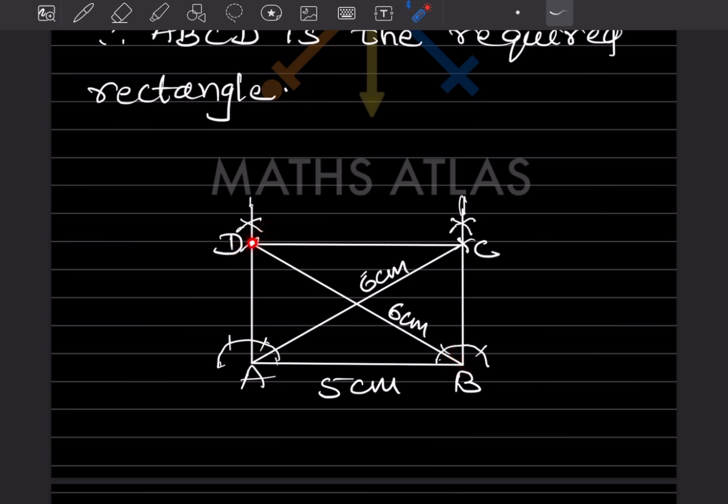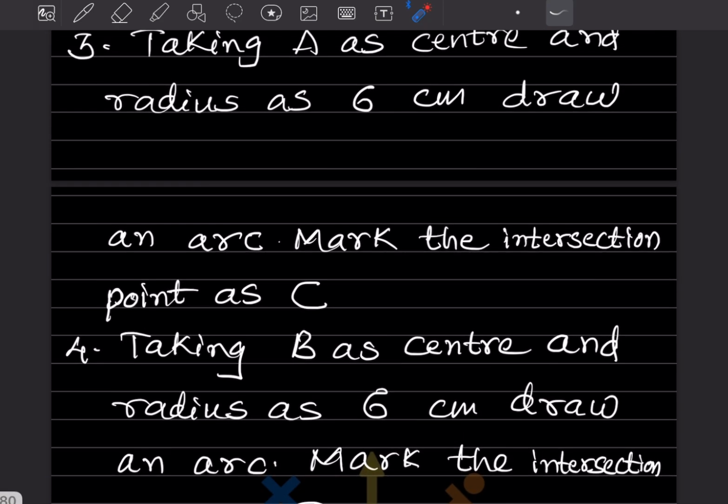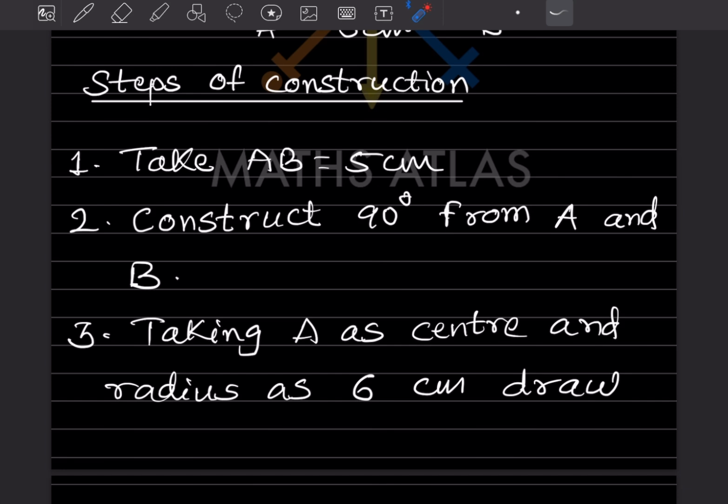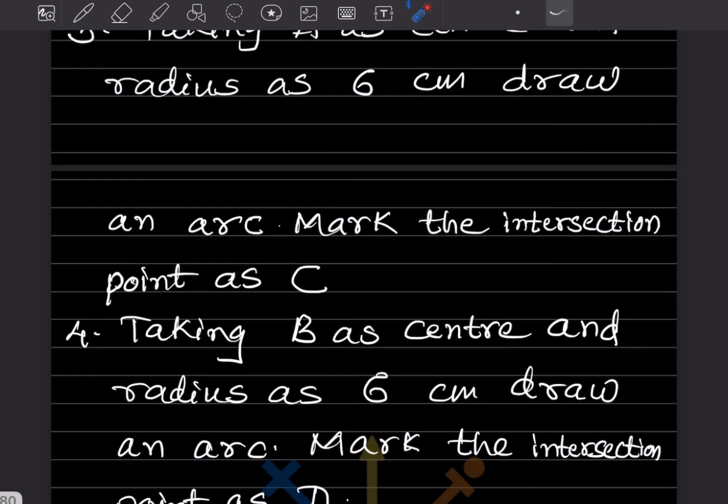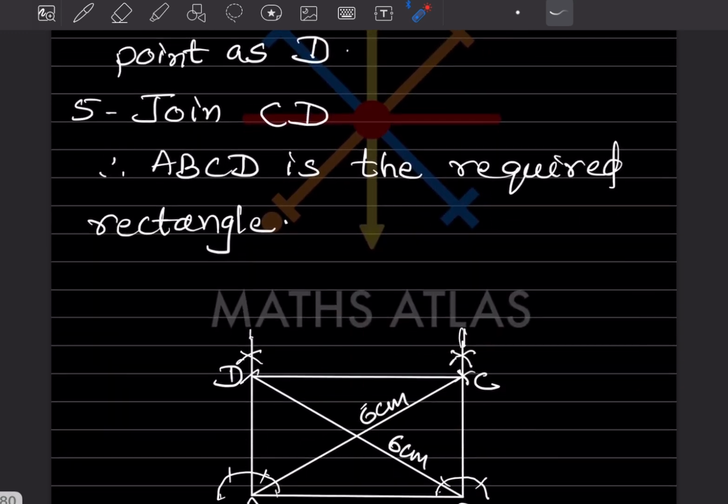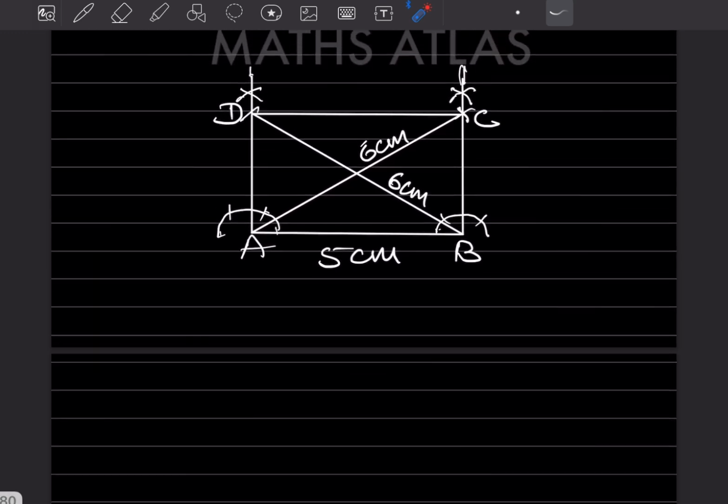Now you can see this is the point of intersection. This line is already there, so it's easy now to join this line. This also should be 6. So this is the construction. The same thing is given over here. You can have a look at the steps of construction. You can write it in your own words. So by this one, we have completed today's work.